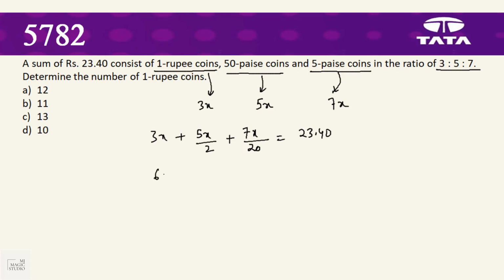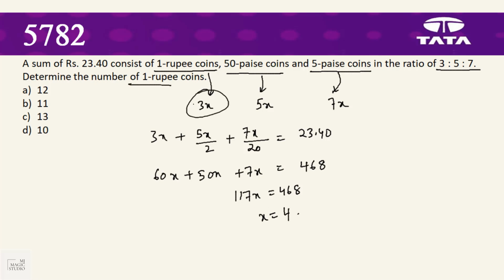That is 23.40. So if I multiply by 20, 60x plus 50x plus 7x equals 468. 110, 117x is 468. We can see it is divisible by 4. x is equal to 468 by 117, that is 4. Determine the number of 1 rupee coin. Number of 1 rupee coin is 3x, that is 3 into 4, 12. We got 12 1 rupee coins.